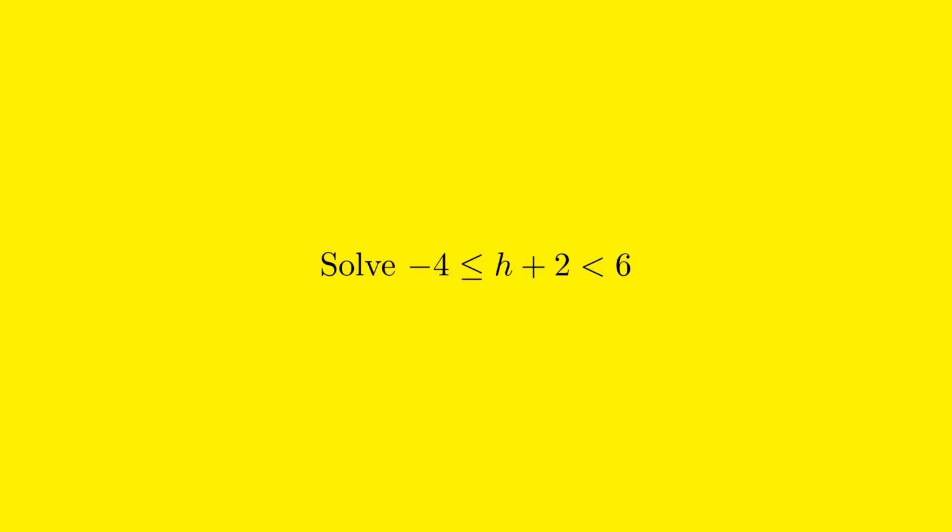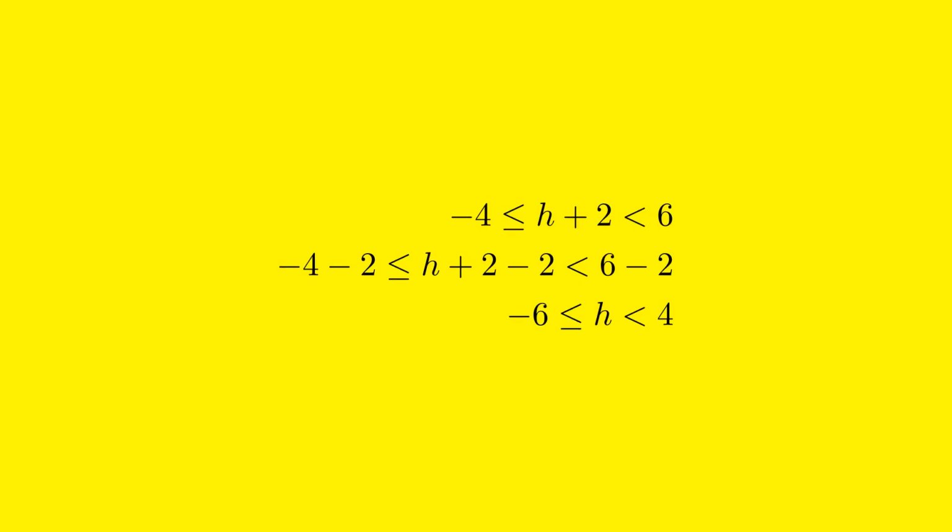Today, we will be solving the inequality -4 is less than or equal to h plus 2, which is less than 6. Throughout this video, we will provide step-by-step instructions on how to find the solution to this inequality and represent it in both inequality and interval notation forms. So let's get started with solving -4 is less than or equal to h plus 2, which is less than 6.